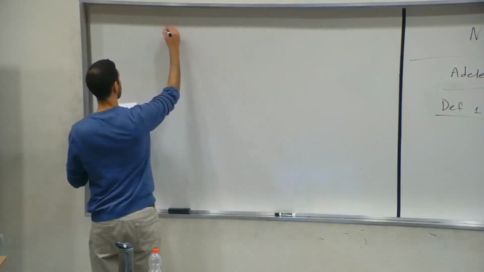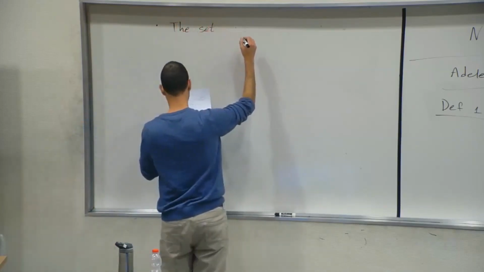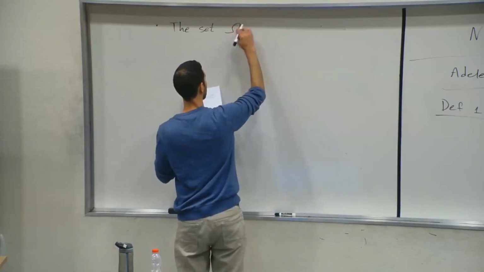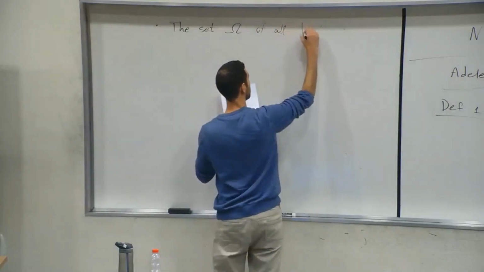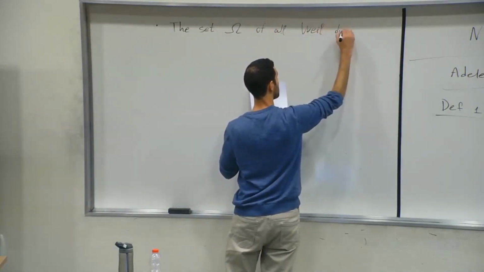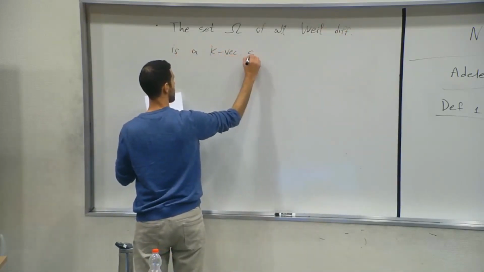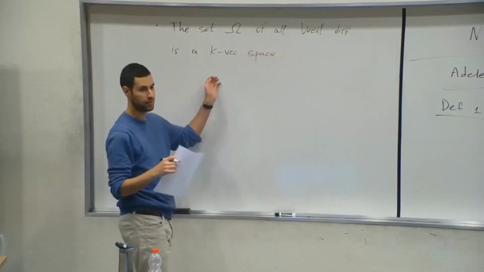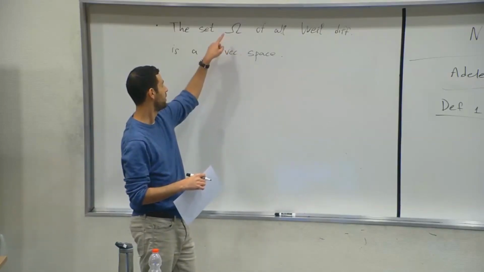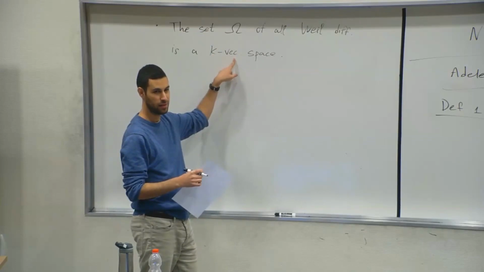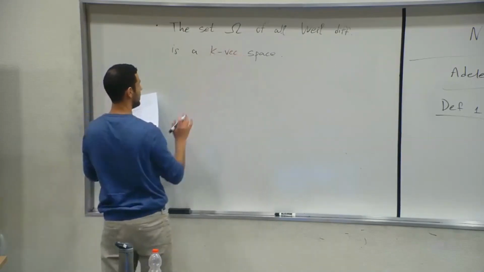So the set Omega of all Weil differentials is a K vector space. Actually, also here it's even an F vector space, and today you saw that the dimension of the space as an F vector space is 1. But we will only need to consider it as a K vector space, just the set of all Weil differentials.